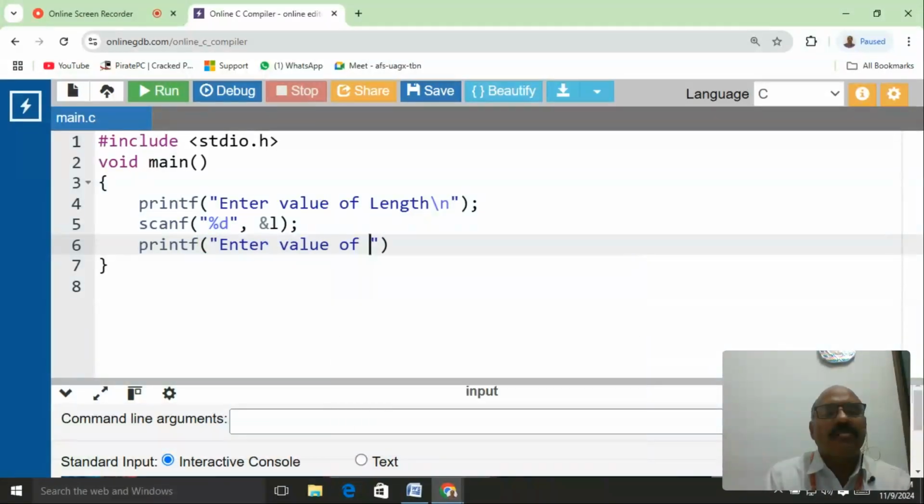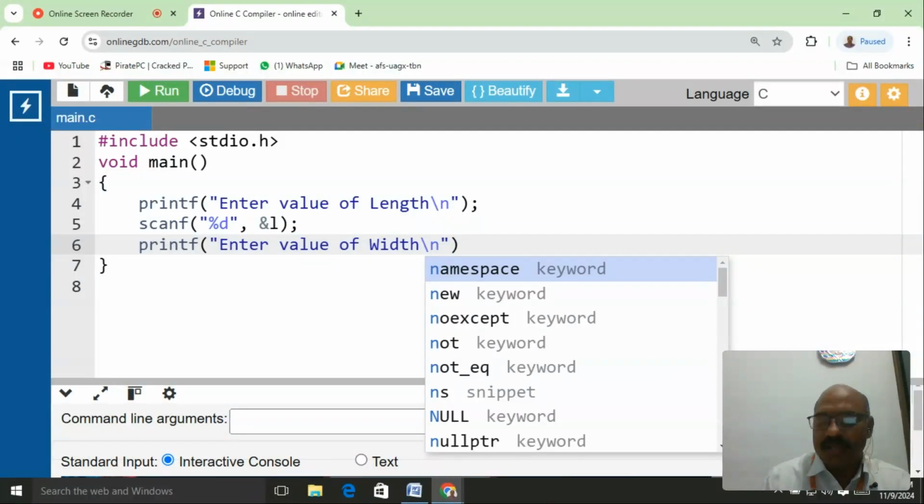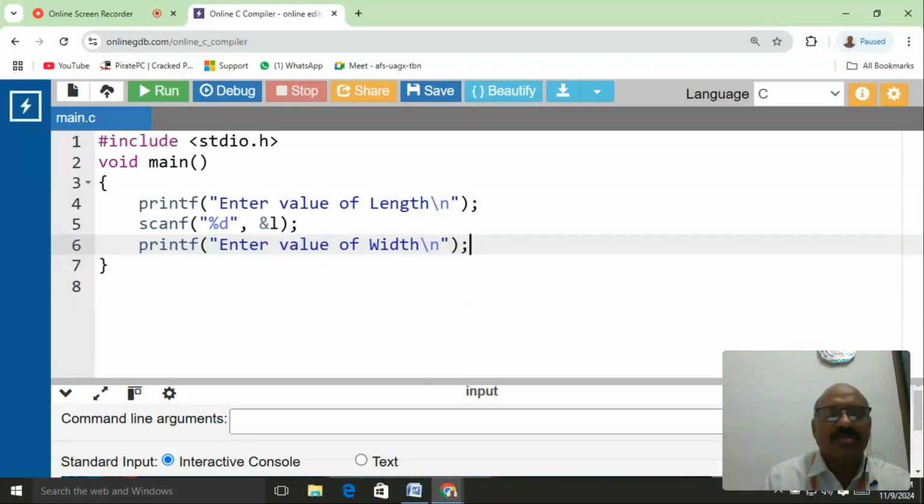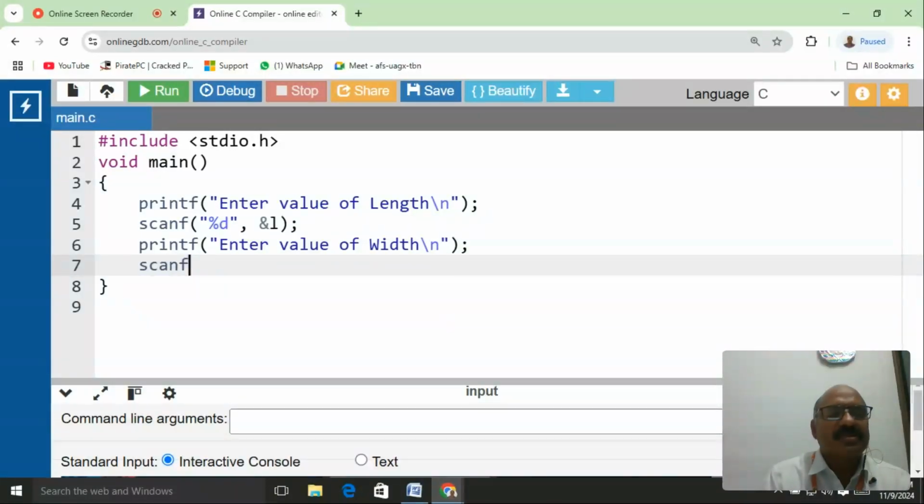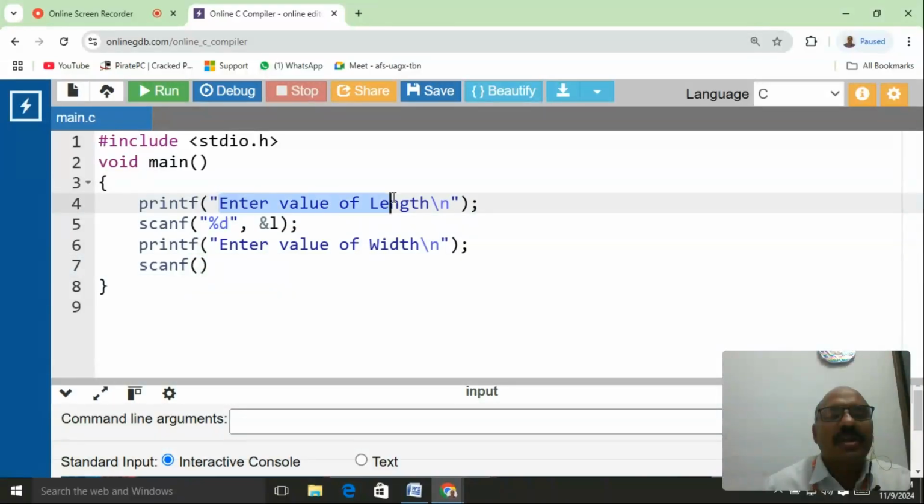Enter value of width, backslash n. Again, this is also the input. Scanf. The scanf functions are the actual input functions. The printf is the output function. But to observe the title on the screen, I am going to write these printf statements.